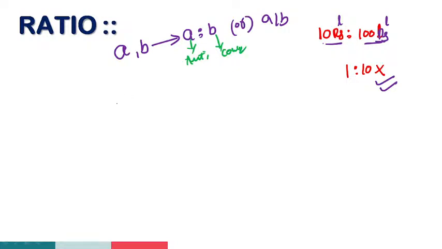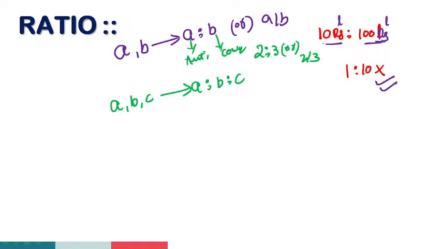For example, three quantities A, B, C. The ratio is A is to B is to C. Now just remember, guys, two quantities of the same units is called the ratio. Ratio means similarity, guys. For example, 2 is to 3 or 2 by 3, same.